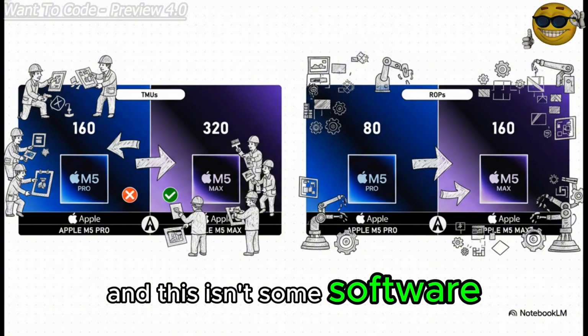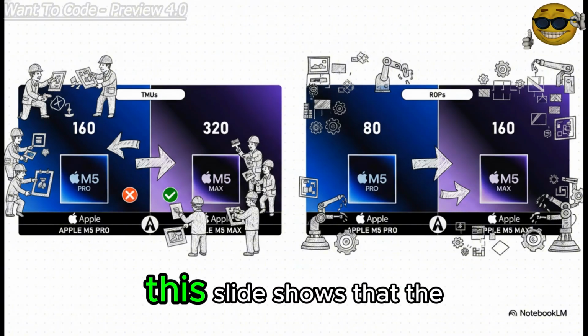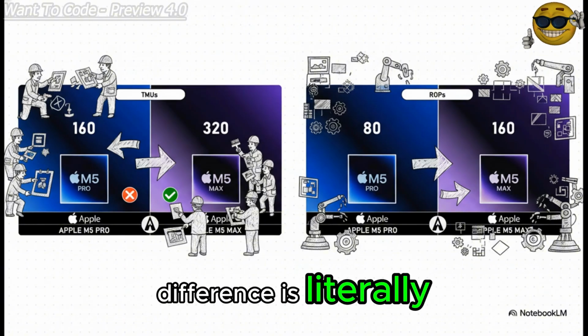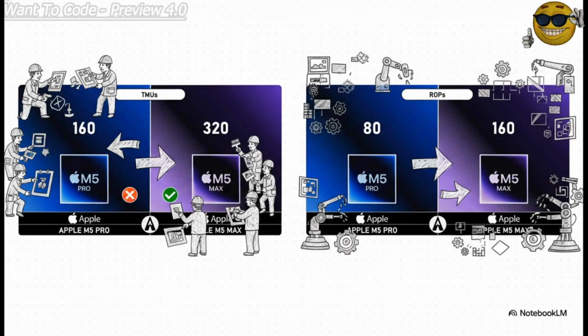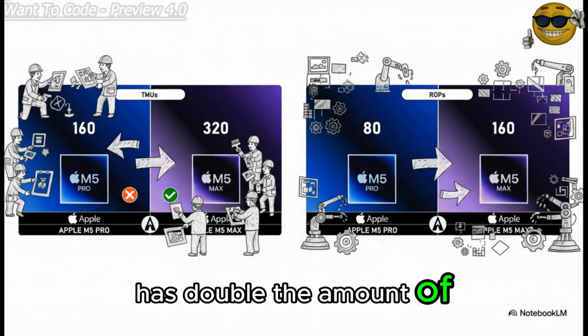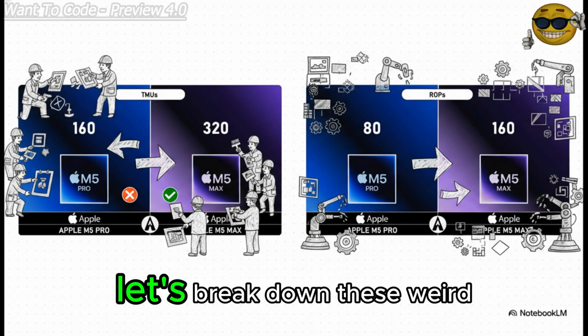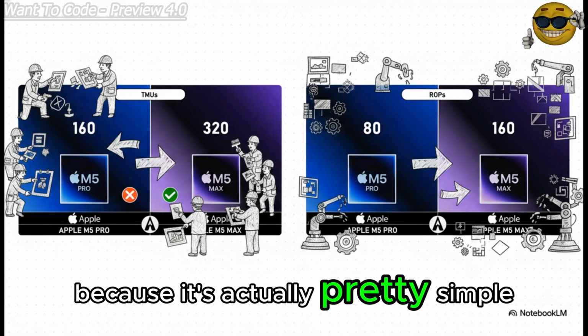And this isn't some software trick or a small tweak. This slide shows that the difference is literally baked right into the silicon. The M5 Max has double the amount of specialized graphics hardware. Let's break down these weird acronyms because it's actually pretty simple.